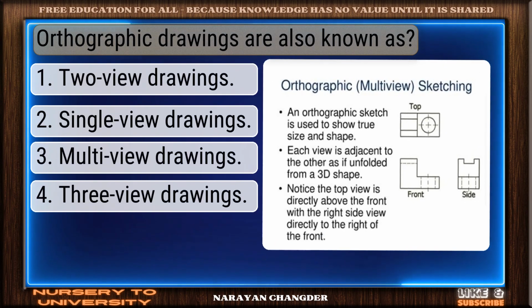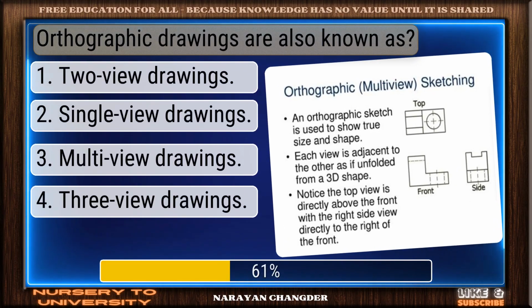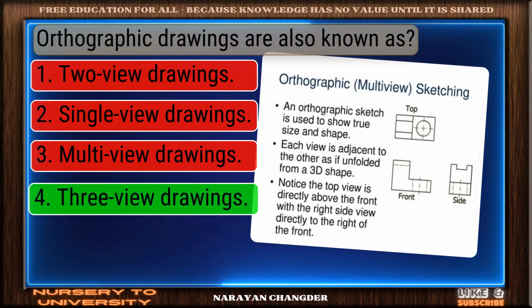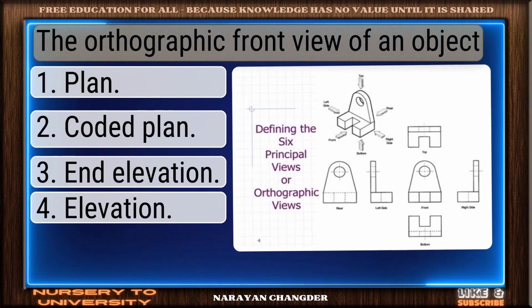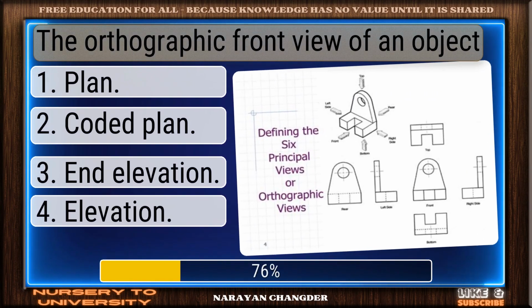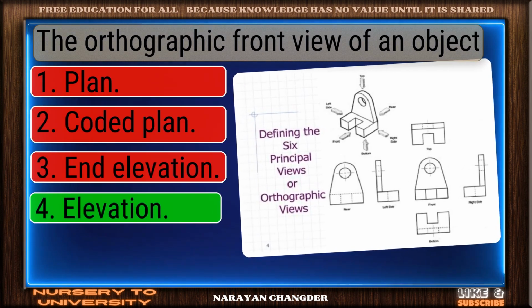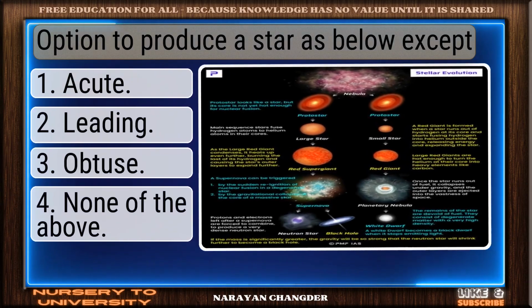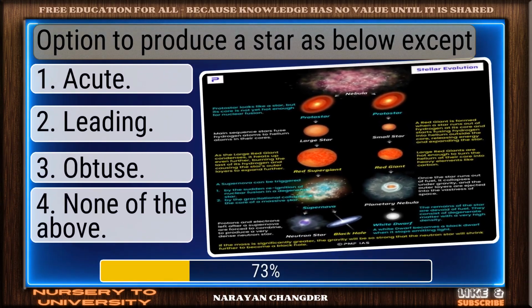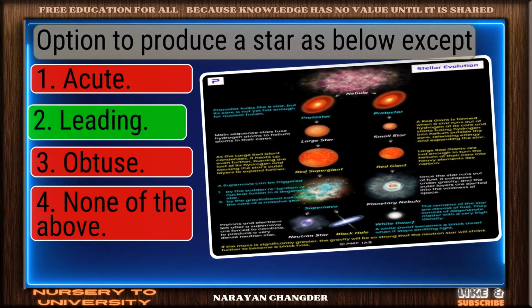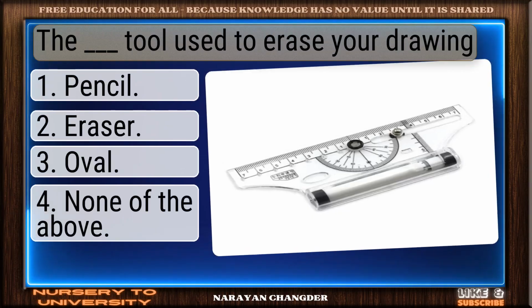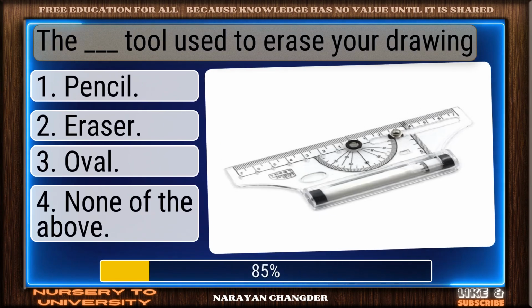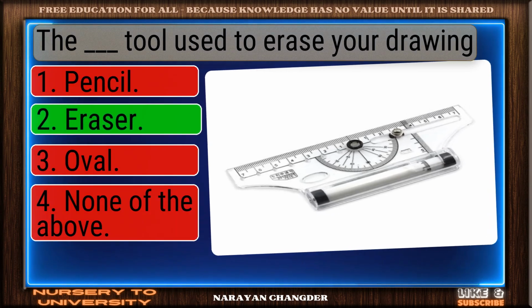Orthographic drawings are also known as. Correct response. 3-view drawings is accurate. The orthographic front view of an object. Strong choice. Elevation is right. Option to produce a star as below except. Well-reasoned. Leading is correct. The dash tool used to erase your drawing. Great thinking. Eraser is right.